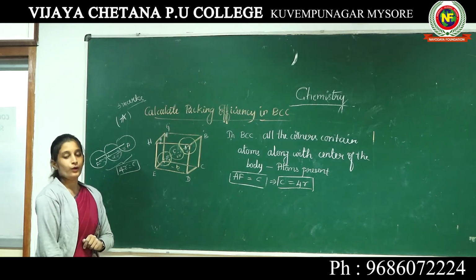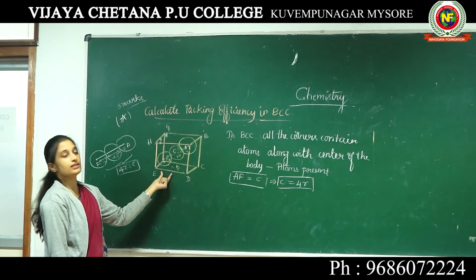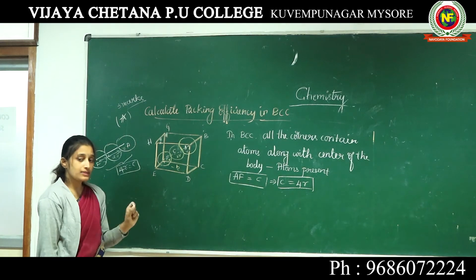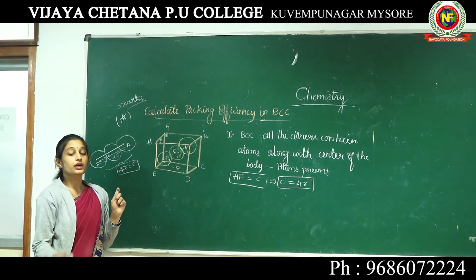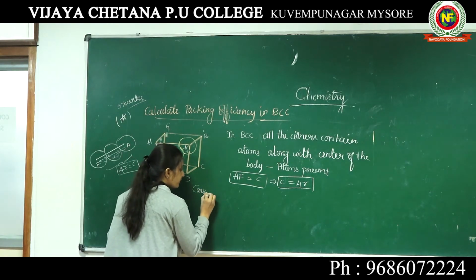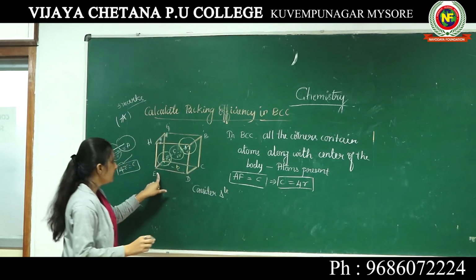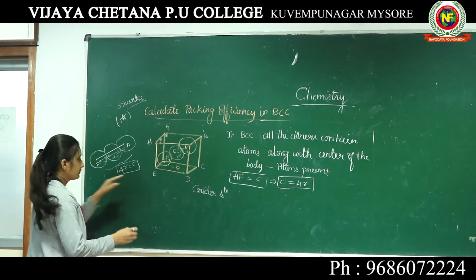And then, what next? I am going to consider this triangle first. In this BCC, we are going to consider 2 triangles. Consider triangle EFD. See, I will draw here.